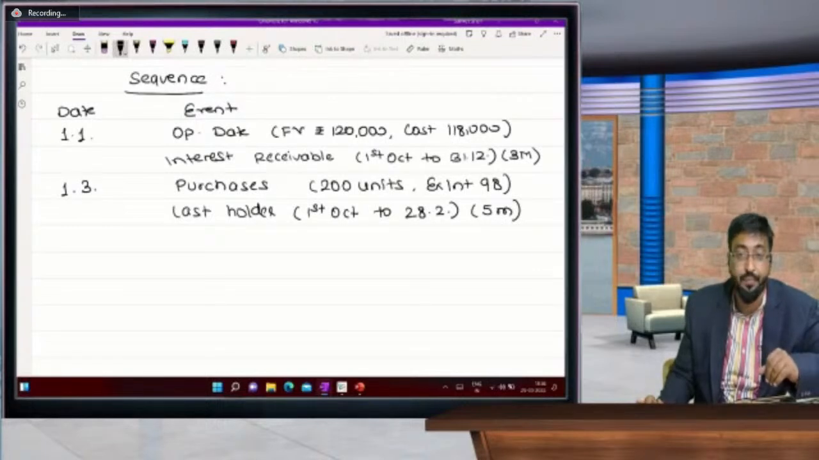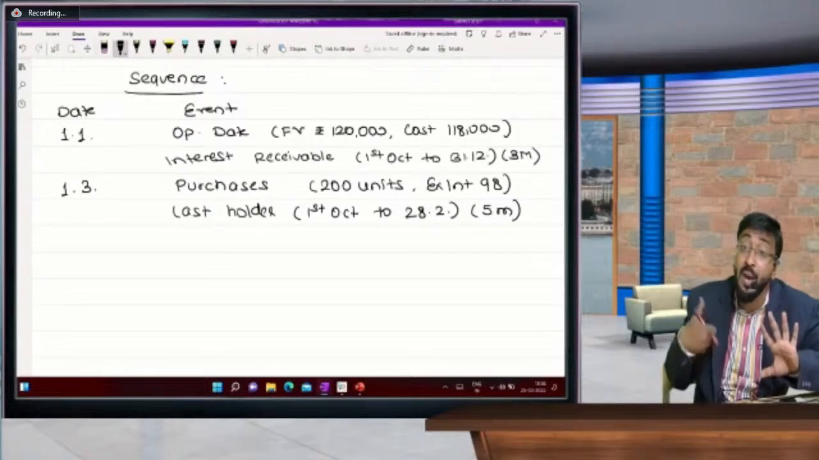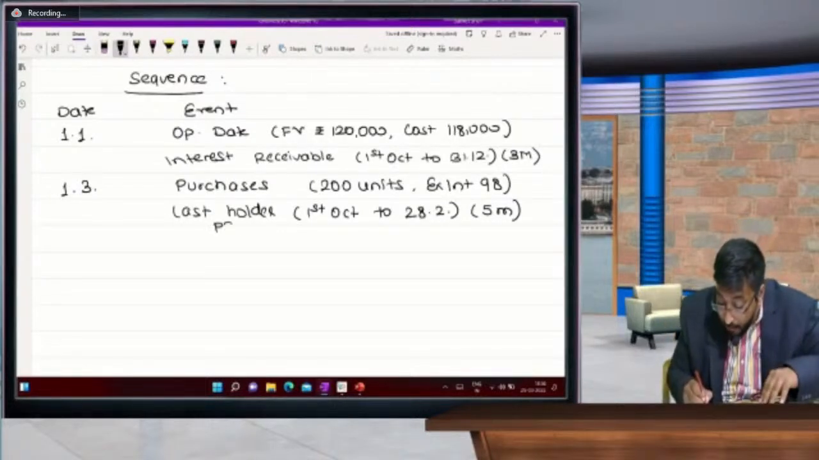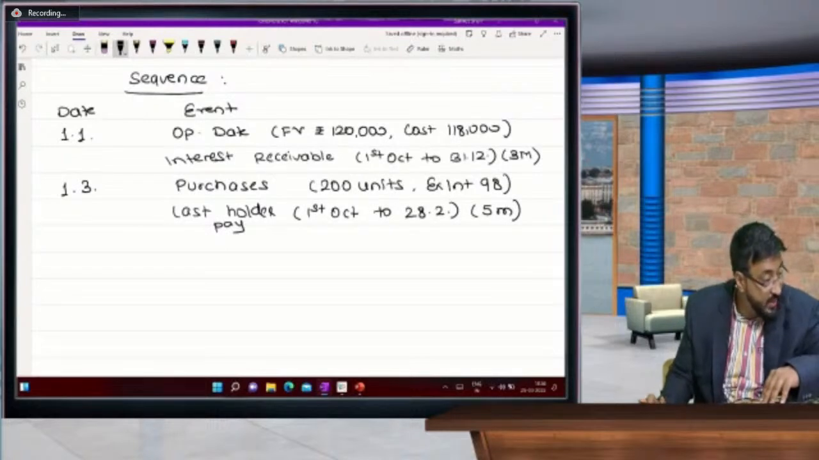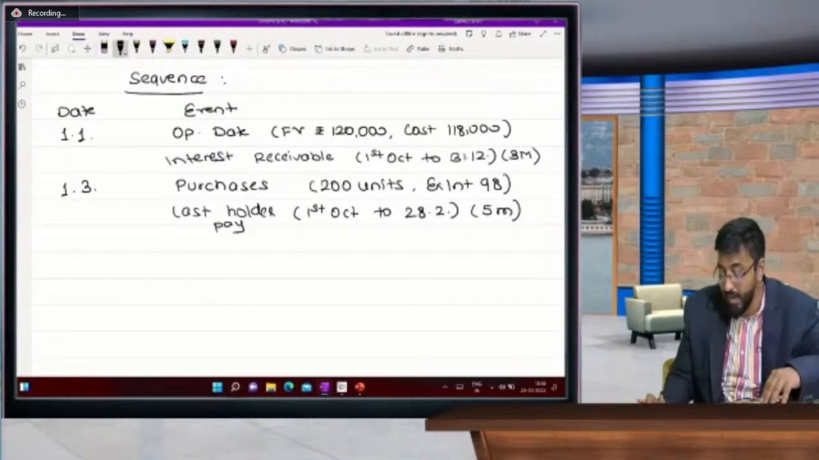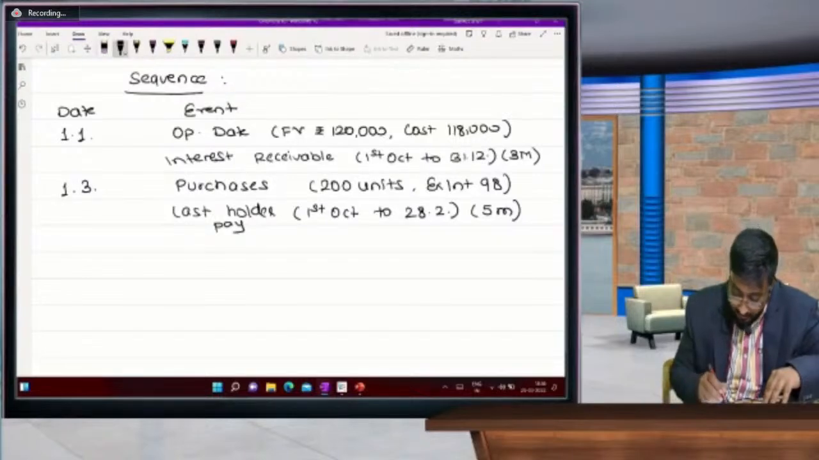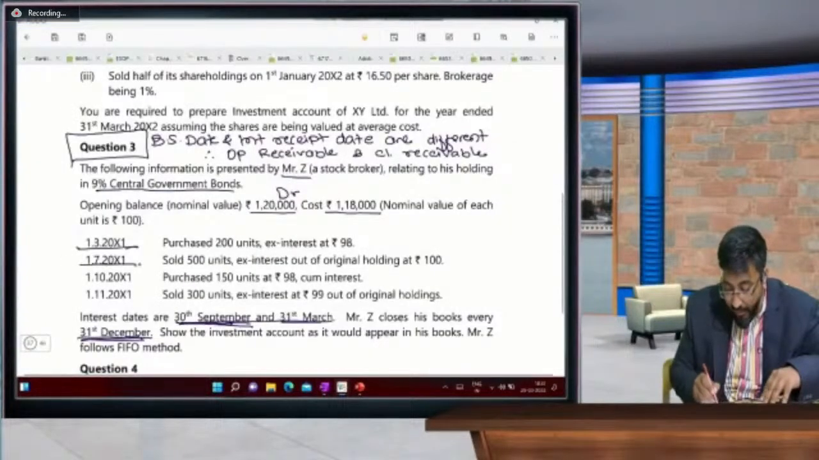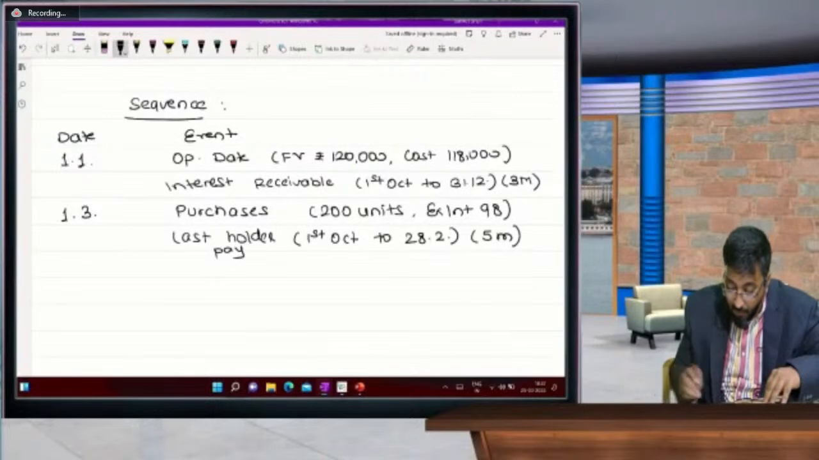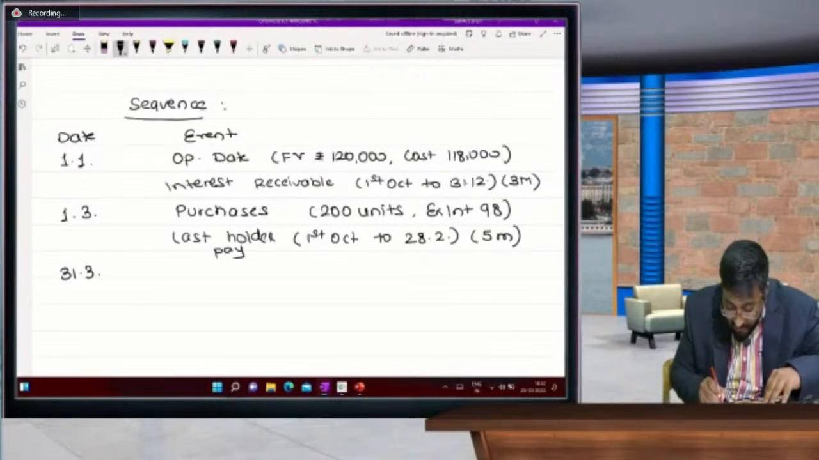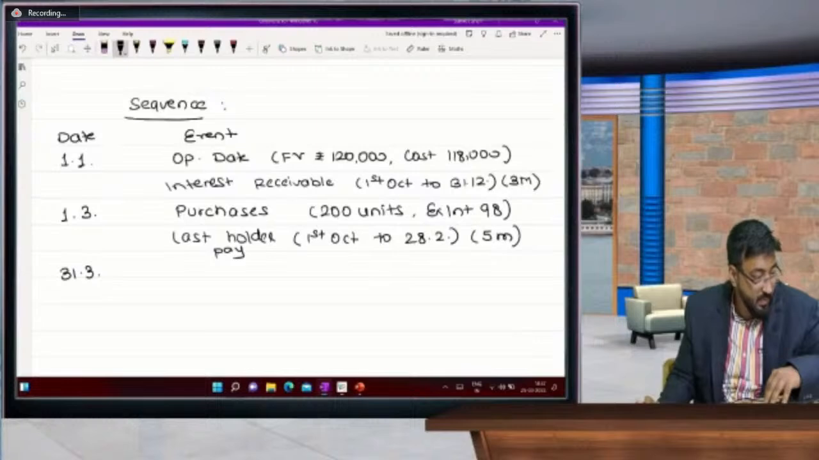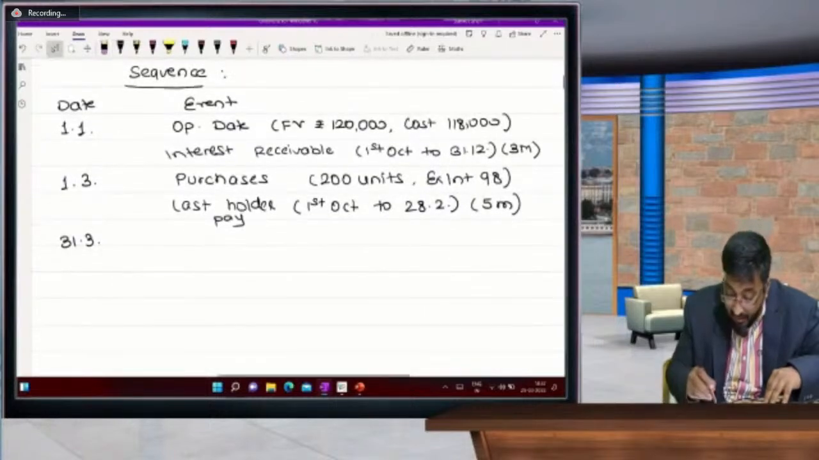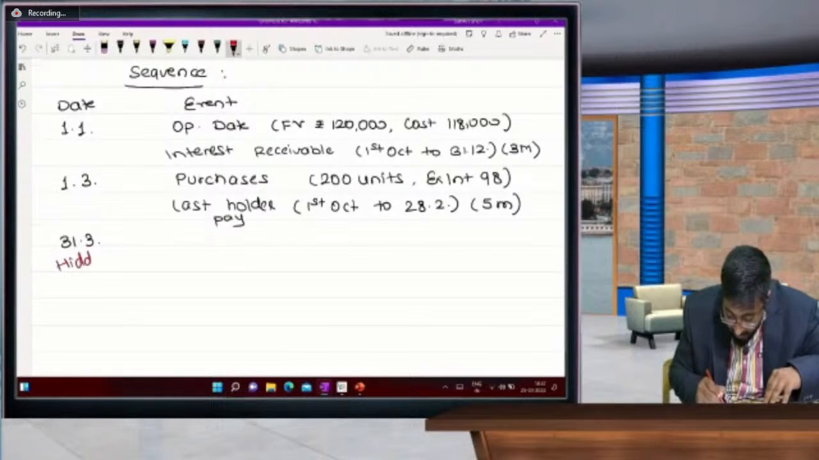So beta, we will purchase debentures, but at the same time, we have to pay interest. We have to pay the last holder. Now you got this concept. Very good. So pay 5 months of interest. Next date. Now what is the next date, beta? 1st July. Wait. But before that, you have 31st March. What is 31st March? Hidden. We will receive interest.